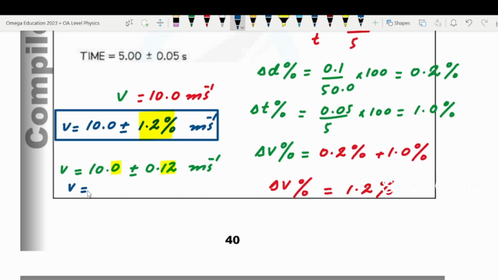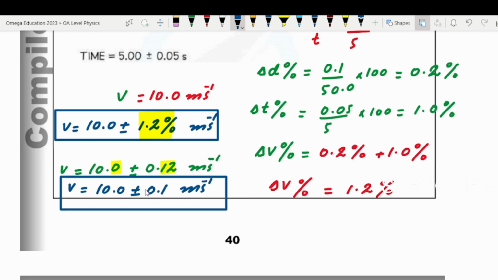So V equals 10.0 plus minus 0.1. If I round it off to 1 dp, one decimal place, it will be 0.1 meter per second. So you can leave the answer as the first block or as the second block, or sometimes you have no choice, you have to answer the way it's being demanded in the question.